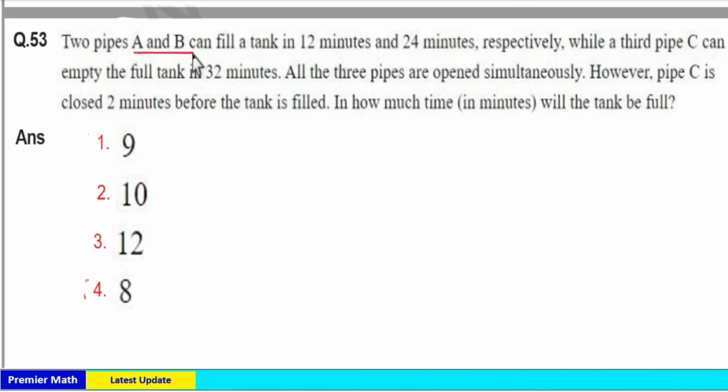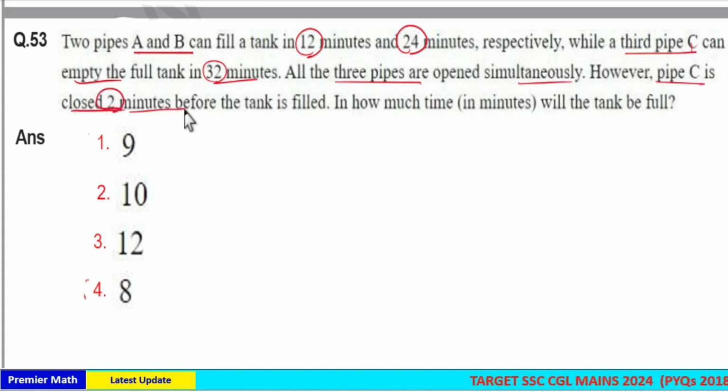Two pipes A and B can fill a tank in 12 minutes and 24 minutes respectively, while third pipe C can empty full tank in 32 minutes. All the three pipes are opened simultaneously. However, pipe C closed 2 minutes before the tank is filled. In how much time will the tank be full?